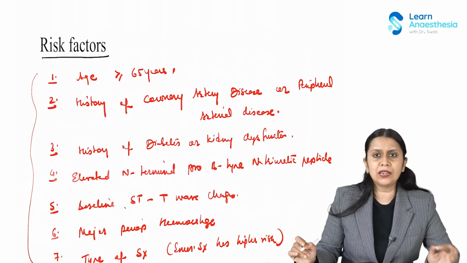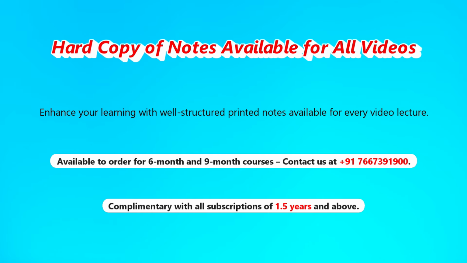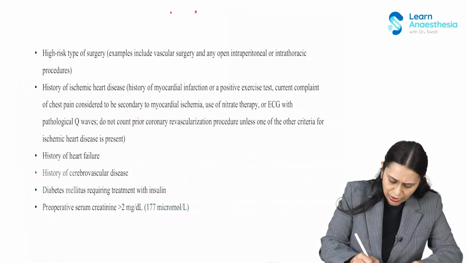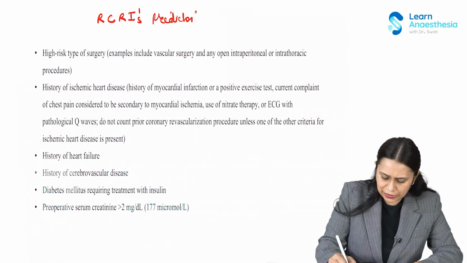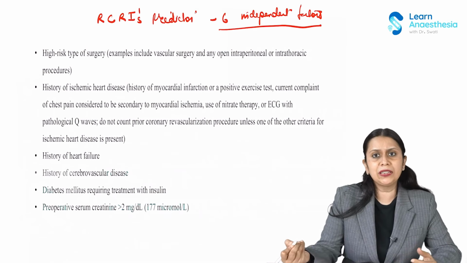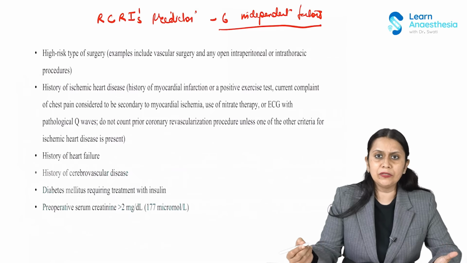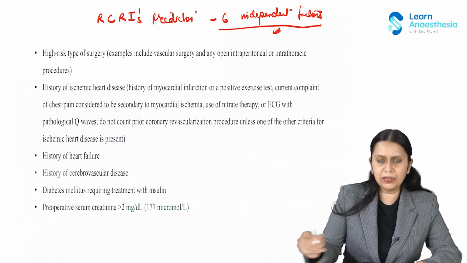So one is revised cardiac risk index, let's say risk indices predictor. So revised cardiac risk indices predictor, right? This has six independent factors which help us in estimating the risk of cardiac event associated in a patient coming for non-cardiac surgery. So what are those six independent factors?